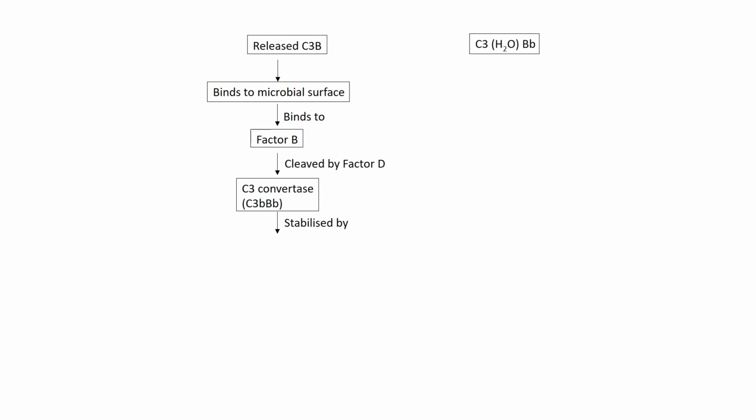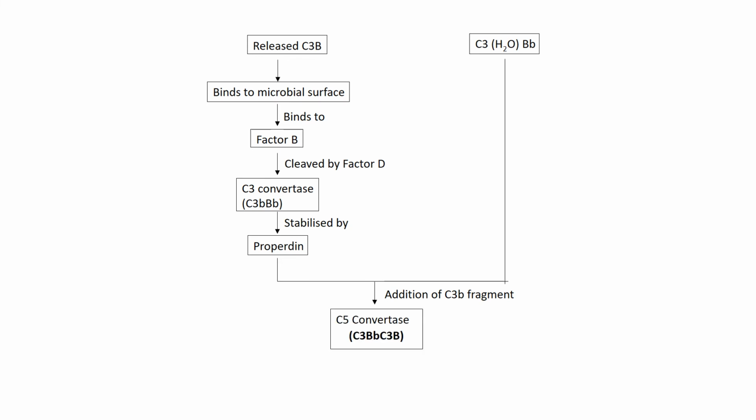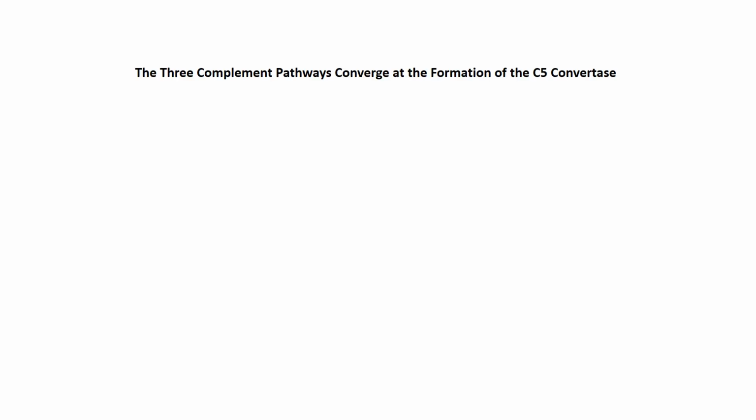This C3bBb is unstable and is stabilized by the protein properdin. This properdin-stabilized C3 convertase then binds to a C3b fragment and forms the C5 convertase C3bBb3b. The C3(H2O)Bb also binds to a C3b fragment and this forms the C5 convertase. The three complement pathways then converge at the formation of the C5 convertase.